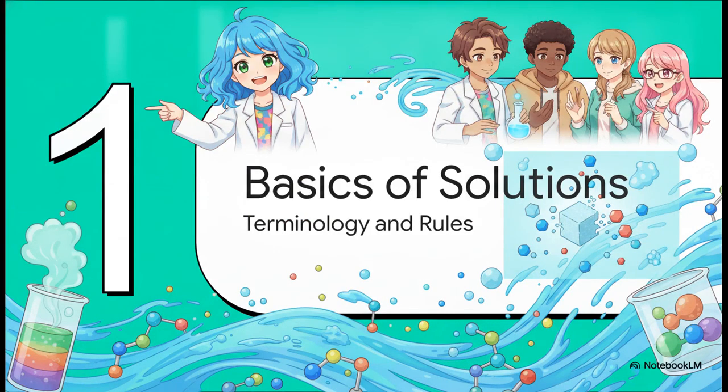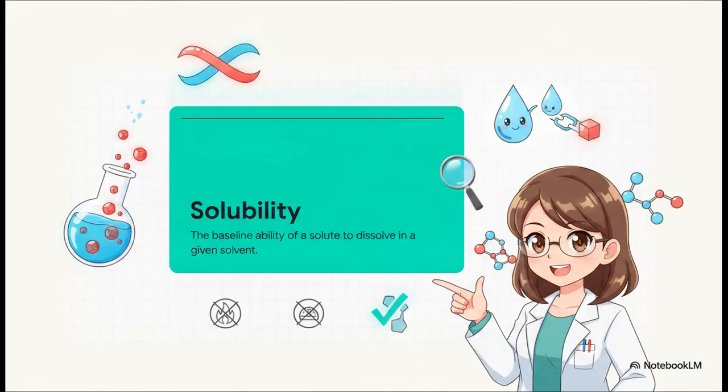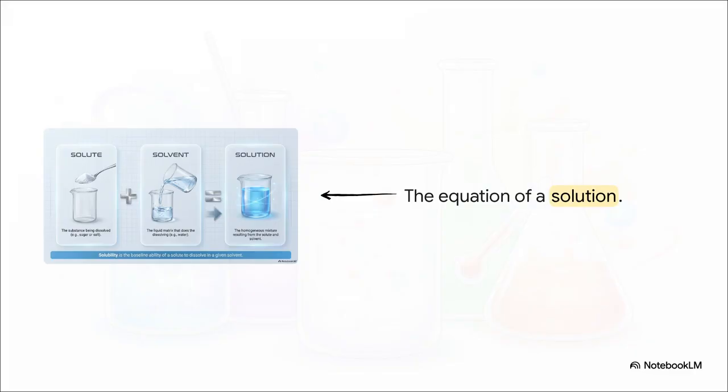All right, Section 1, the basics of solutions. Let's start right at the core with solubility. This is simply the baseline ability of a solute to dissolve in a given solvent. Before we even think about introducing heat or agitation or pressure, we really just have to establish if two materials are naturally compatible. The basic equation here is pretty straightforward. Solute plus solvent equals a solution. When you combine them successfully, a true solution becomes a homogeneous mixture, meaning those solute particles are perfectly evenly distributed right throughout the solvent matrix.